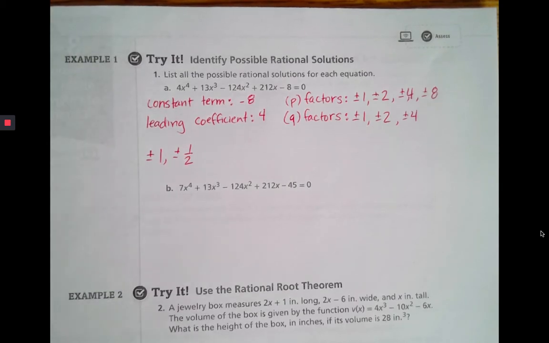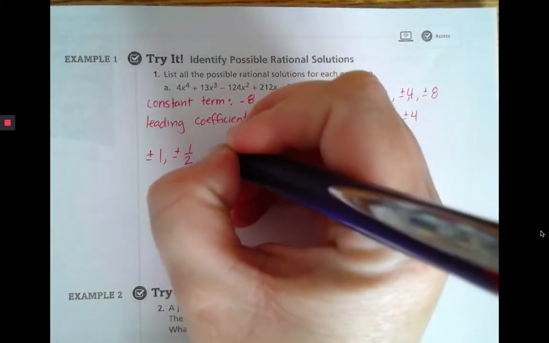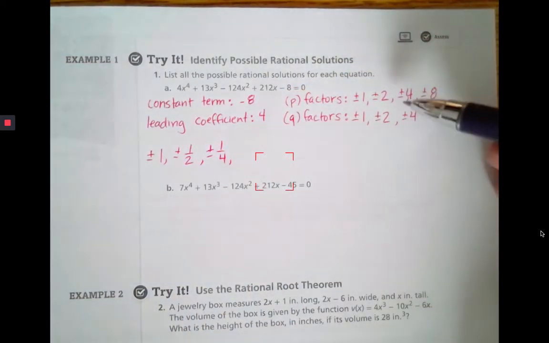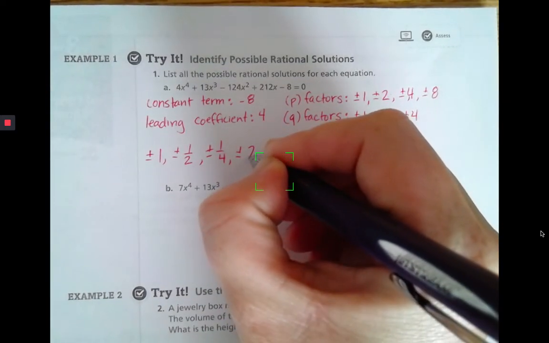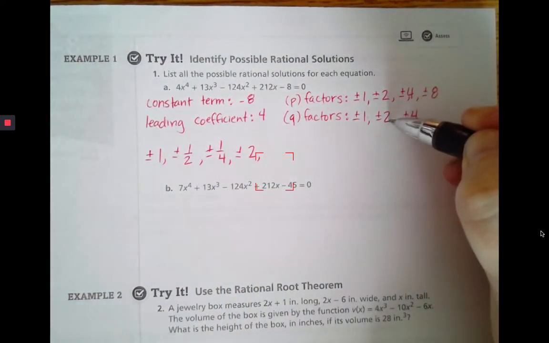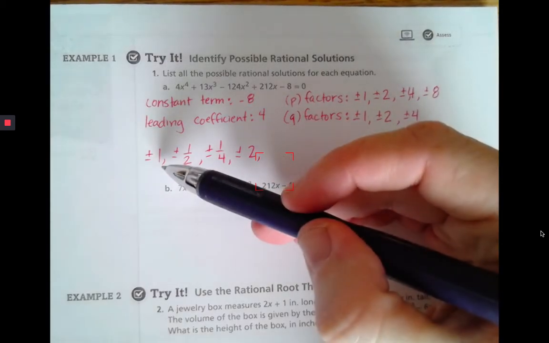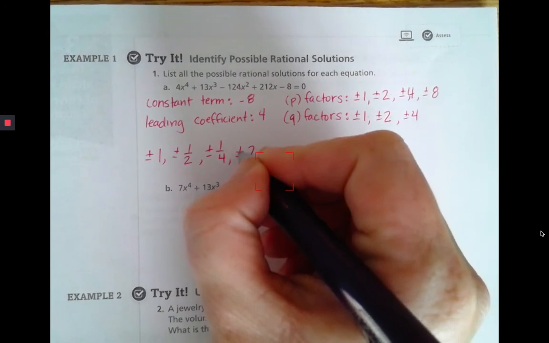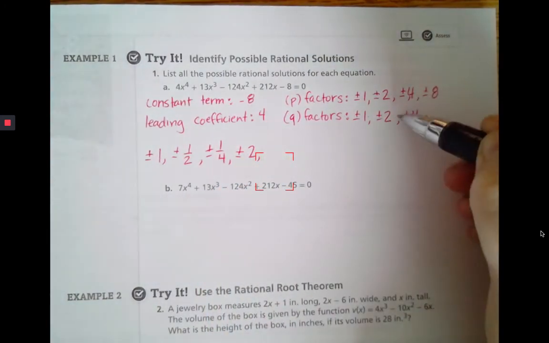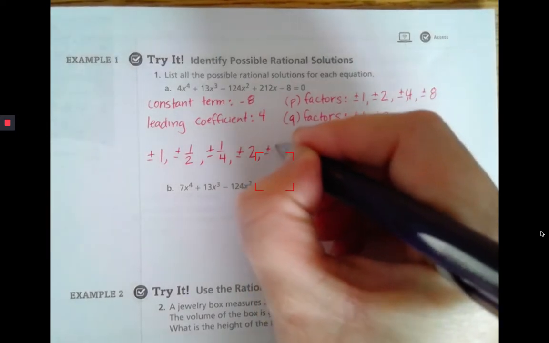All right, so we did 1 over 1, 1 over 2, and now we've got 1 over 4 next, right? So then we have plus and minus 1 over 4. Now we go to our next P value. 2 over 1, what does that simplify to? 2. 2 over 2 simplifies to 1, but look, what do we already have? So do I need to write it again? No. Then I've got 4 over 2. What does 4 over 2 simplify to? 2. We've already got it, right? Then we have 8 over 2, which simplifies to plus or minus 4.